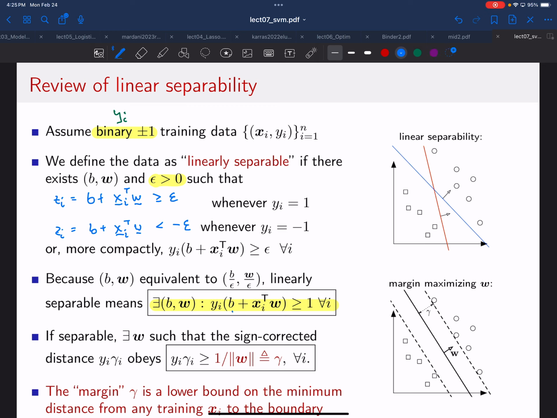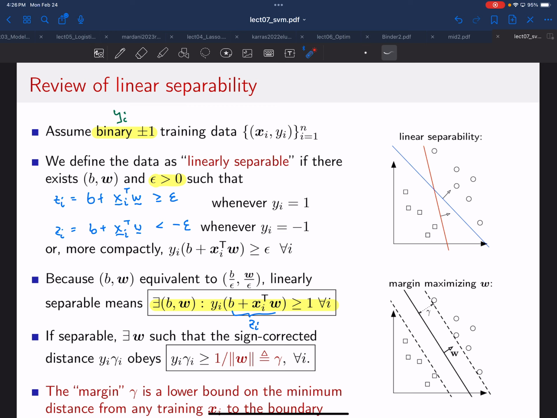So again, we have our score for the ith sample. We correct the sign on that score by the label, and we find that it's greater or equal to 1 for all samples in our data set. Okay. We just need to be able to find some b and w for which this works, and then we have a linearly separable data set.